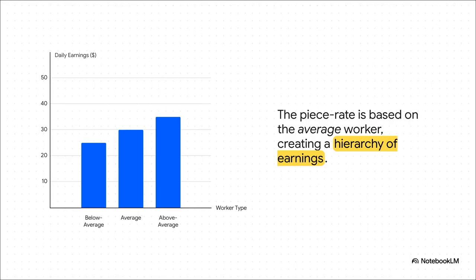This chart really shows the dynamic perfectly. The capitalist sets the piece rate based on the average worker. So what does that mean? It means the highly skilled or extra intense worker, yeah, they can earn more than the daily value of their labor power. But it also means the below average worker will always earn less. And for the capitalist class as a whole, it all balances out. On average, they never pay more than that established daily value of labor power.